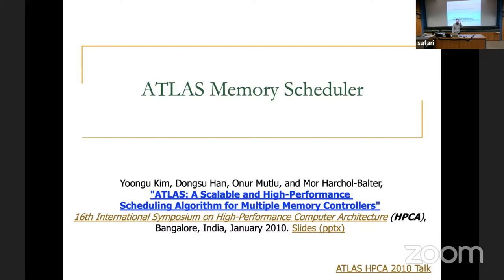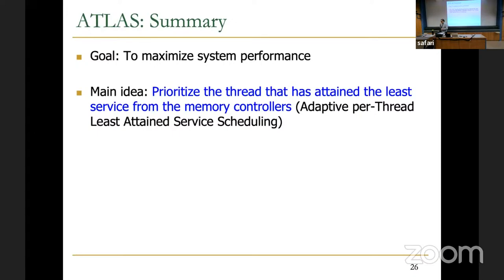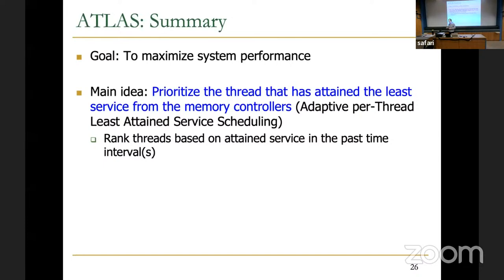Here, basically, we took a step back. We said, okay, let's forget about fairness for some time. What should we do if we actually just want to maximize performance in a system that has memory contention with multiple threads, of course? And the main idea proposed in this paper is to prioritize the thread that has so far attained the least service from the memory controllers. This is called adaptive per-thread least attained service scheduling. And again, this is based on scheduling theory. I'm not going to go into the details of the paper. You will probably read it when you're implementing it in your simulator in the lab.